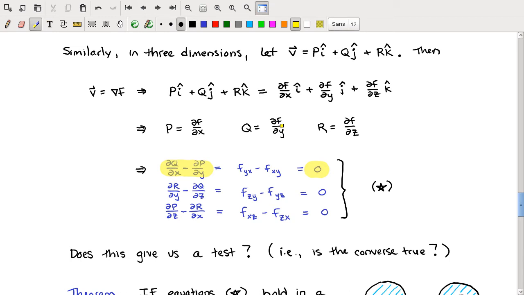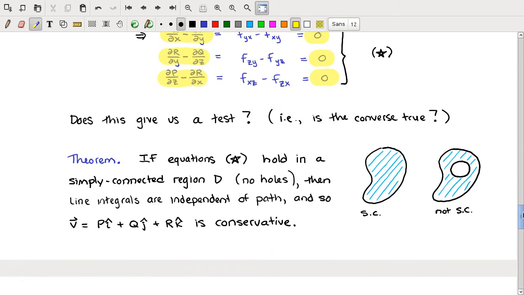But we can do the same thing with the other mixed partials. dQ dz should be the same as dR dy, and that gives us dR dy minus dQ dz equals 0. And similarly, the xz partials give us a third condition, dP dz minus dR dx equals 0. And for a 3-dimensional problem, all 3 of these must be true at the same time. So that's a little bit more complicated. This looks like a great test. We just calculate these partial derivatives, we see if they equal each other, and we're good to go.